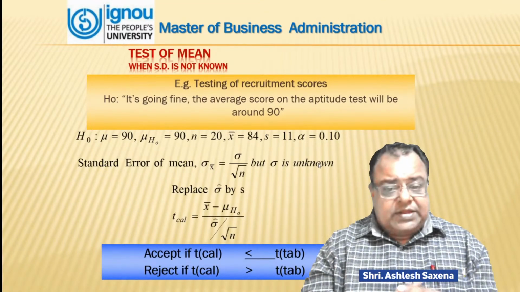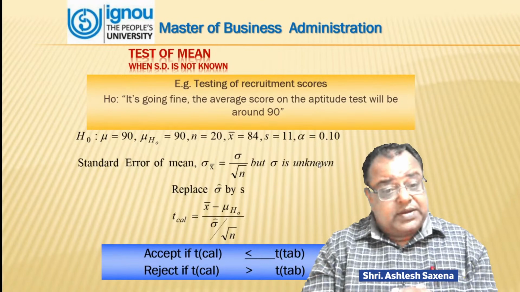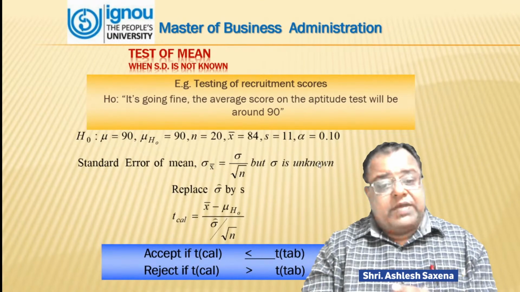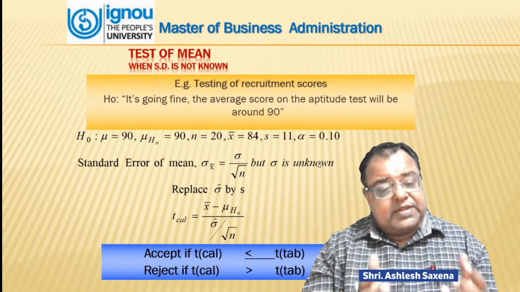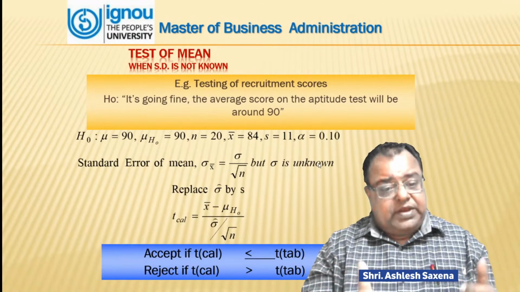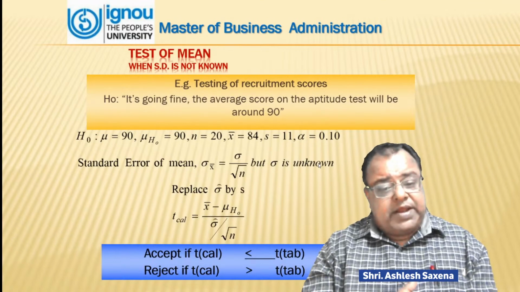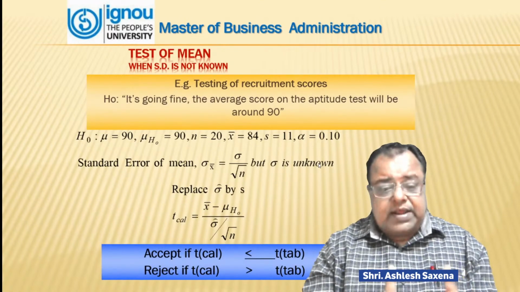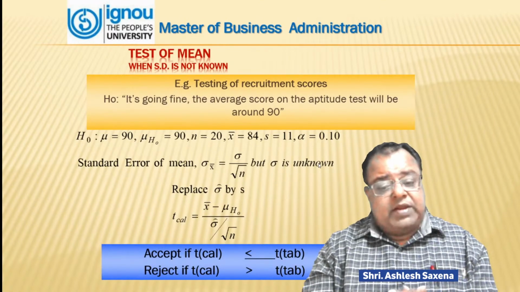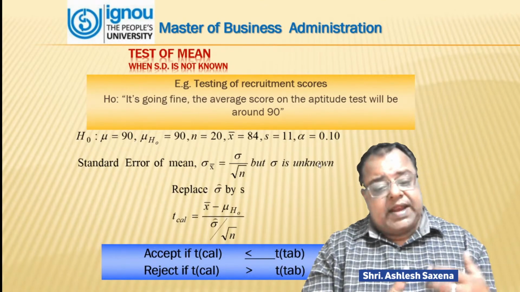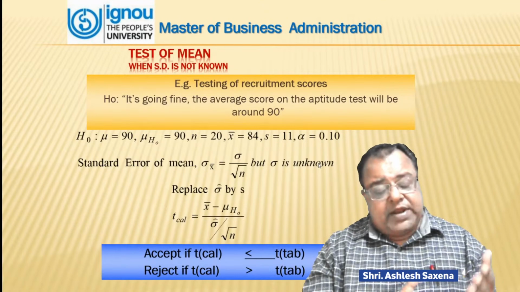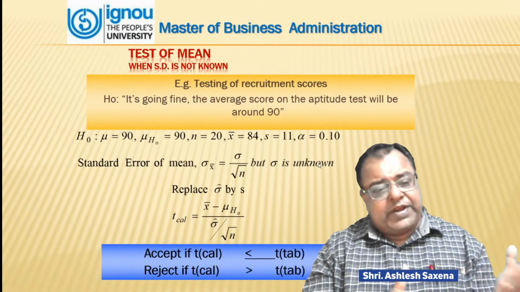Standard error of the mean has to be calculated, but sigma is not known. We replace sigma by S. That means now the T calculated value is equal to x bar minus mu H naught upon S divided by under root n. Similarly, if T calculated value is less than T tabulated value, we accept the hypothesis, and if T calculated value is greater than T tabulated value, we reject the hypothesis.